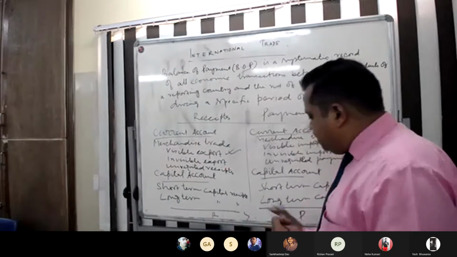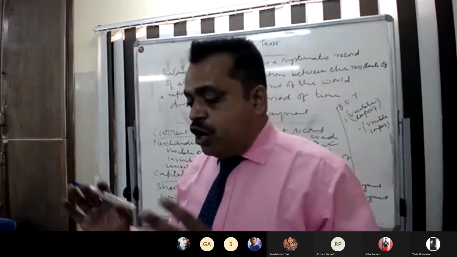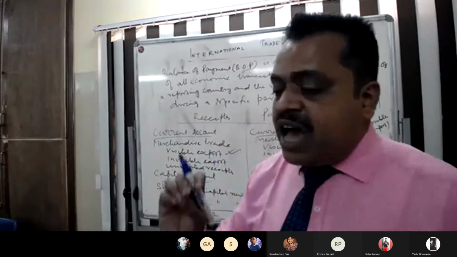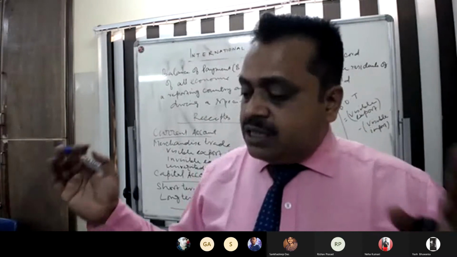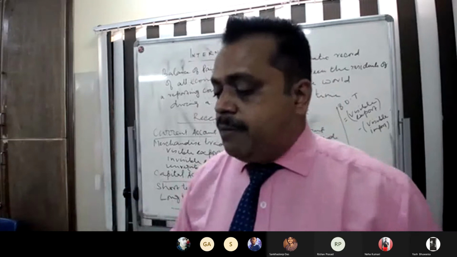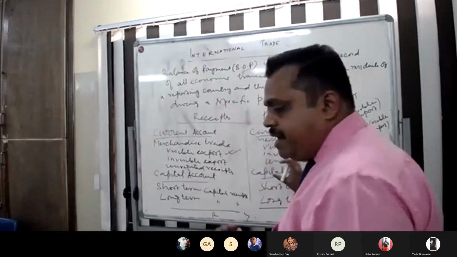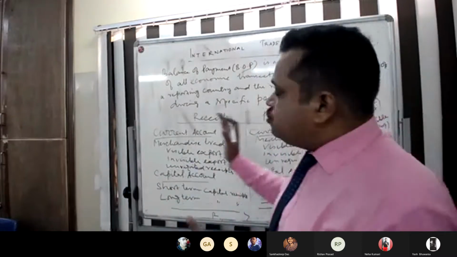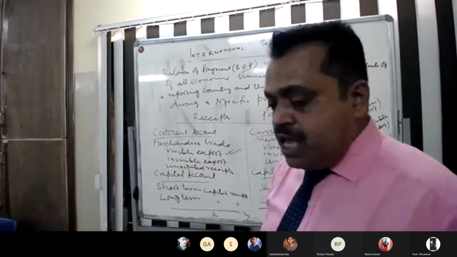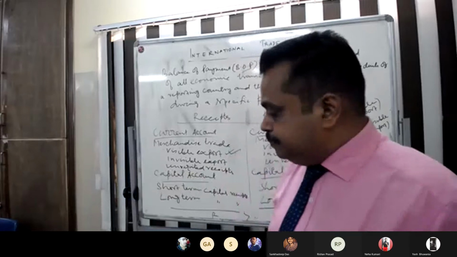If receipts are less than payments, then the condition is unfavorable, and economic health is not good. If receipts equal payments, then the country's balance of payment is in equilibrium. So every country wants to make the receipt side greater than the payment side, so that the balance of payment situation will be good and the country's economic health will be good.